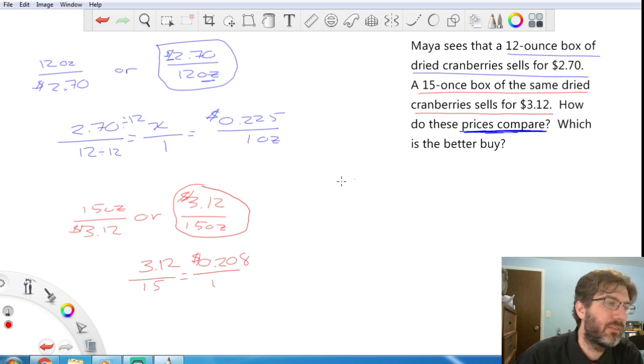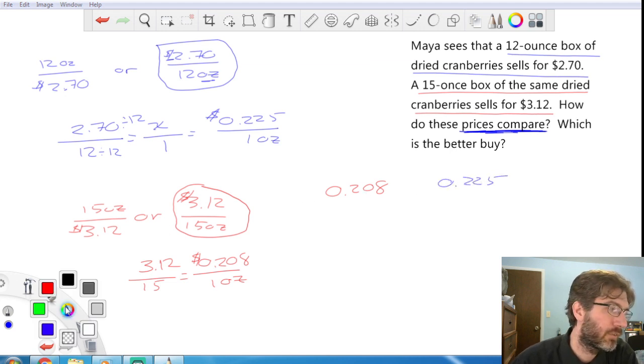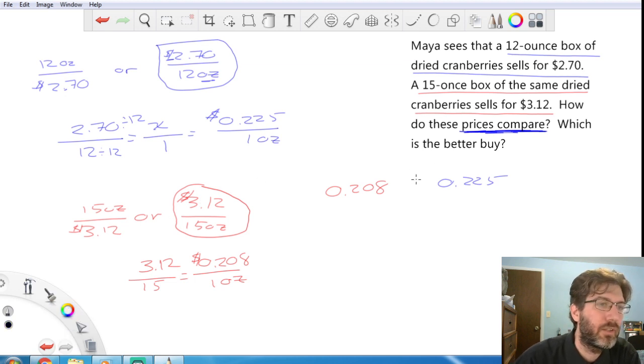And then once you get your unit rates, you just compare them. Again, the denominators are both the same, so you can throw those out, and you're looking at whether 0.208 for the 15-ounce box is a better buy compared to the 0.225 for the 12-ounce box, and that's clearly that this one costs more money because this is money. So this one costs more money. So the 12 ounce is more expensive.